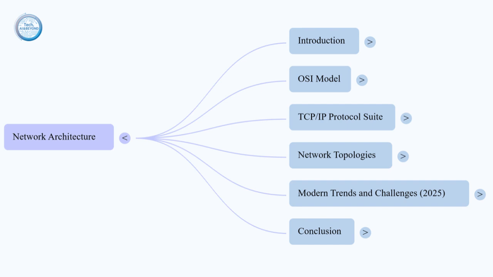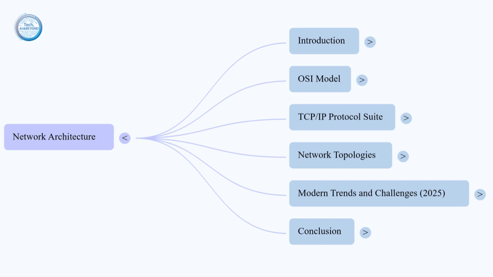Right. Everything we've discussed, from the basic OSI layers and the workhorse TCP/IP protocols to how we physically arrange networks with topologies, it all governs how effectively, reliably, and securely we can communicate and share information globally. It connects back to everything we do online. Everything. And it's not static.